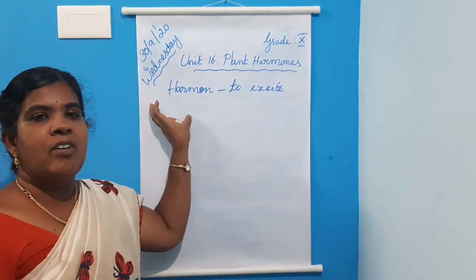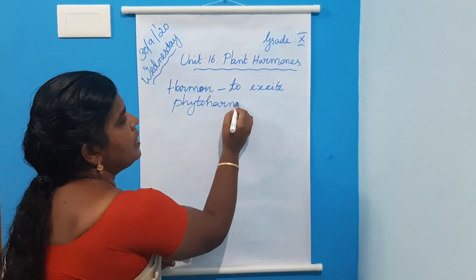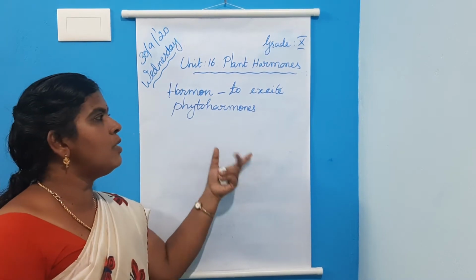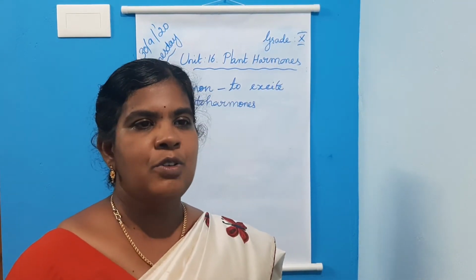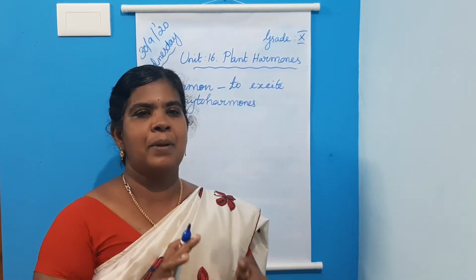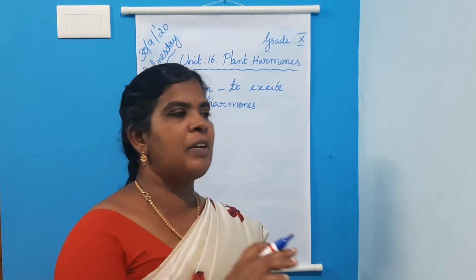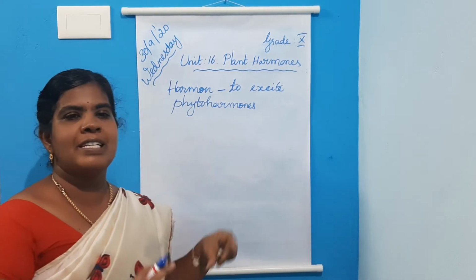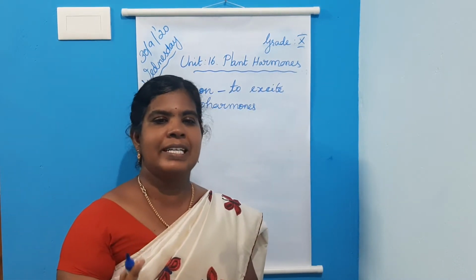So plant hormones are also called phytohormones. Phytohormones are chemical substances or organic molecules produced by plants. The control and coordination in plants are performed by these substances. Several cells of plants are capable of producing these phytohormones. These phytohormones are transported to each and every part of the plant body to perform various physiological activities.